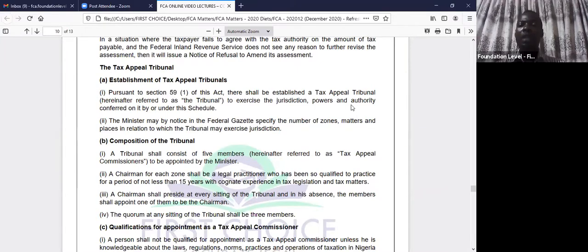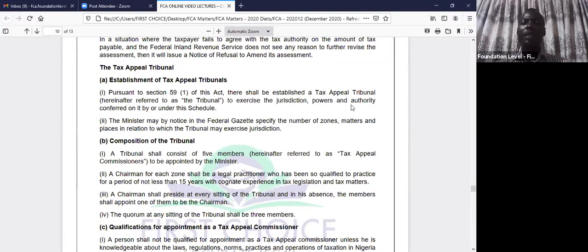So I'll be talking about the TAT, the Tax Appeal Tribunal. The Tax Appeal Tribunal is set up pursuant to Section 59, subsection 1 of the TAT Act. And now they are set up to exercise jurisdiction and powers to arbitrate between the government and aggrieved individuals for the purpose of taxation. And so there are certain taxes that the individuals and companies will go into disagreement with the government.